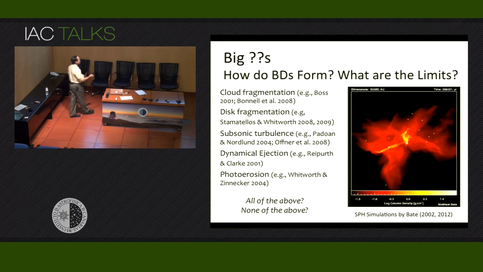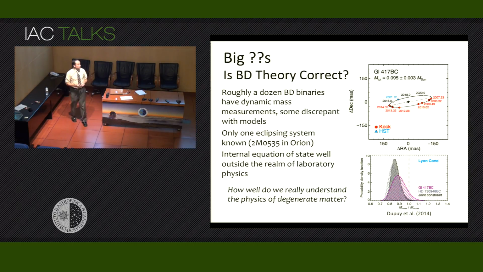So the question is, do all of these processes take place? Do none of these processes take place? And is one dominant over the other? This remains an outstanding question, and one of the places where many groups are doing research, particularly in star-forming regions. Another big question is, do we really understand the theory behind these objects? When I say theory, I mean both the structural properties, the evolution, and also the atmospheres.